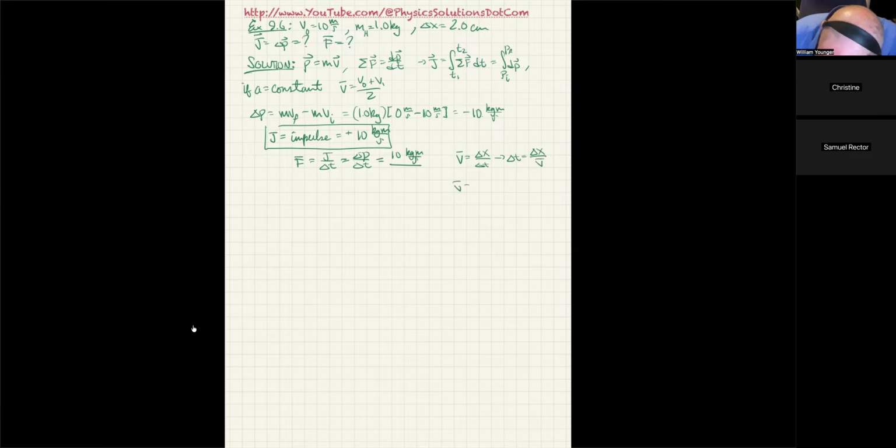And v bar, from the equation we just told you, is going to be, let's add 0 meters per second for v0 plus 10 meters per second for v2 or v1, and then all of that is divided by 2, so that gives us 5.0 meters per second for the v average. So what I'm going to do now is take 2.0 times 10 to the negative 2 meters and divide that by 5.0 meters per second.